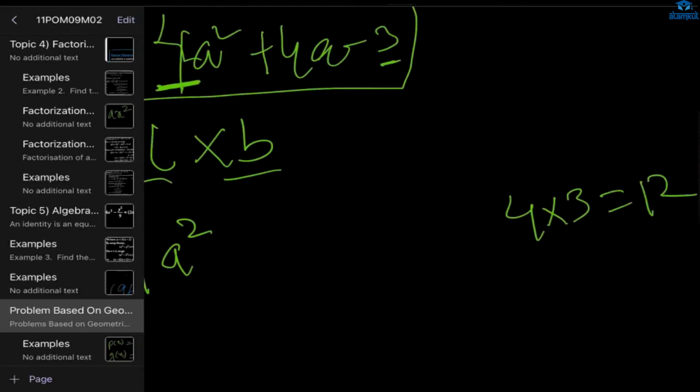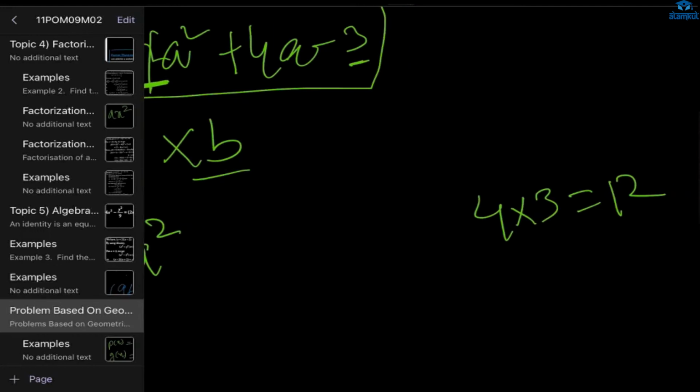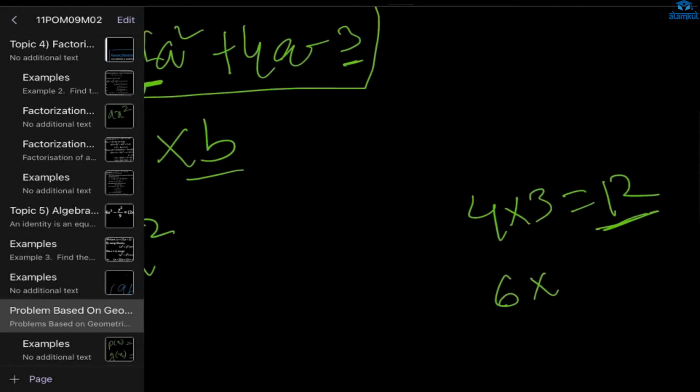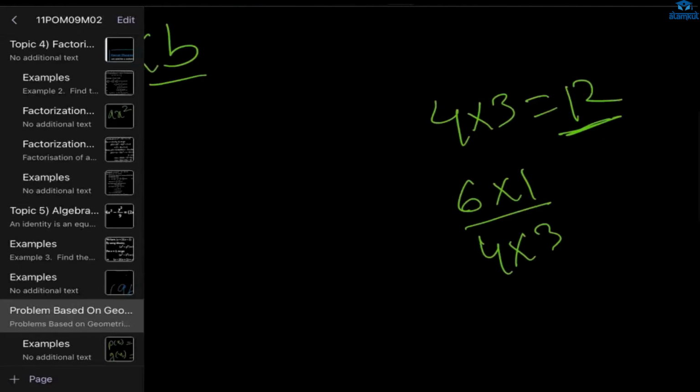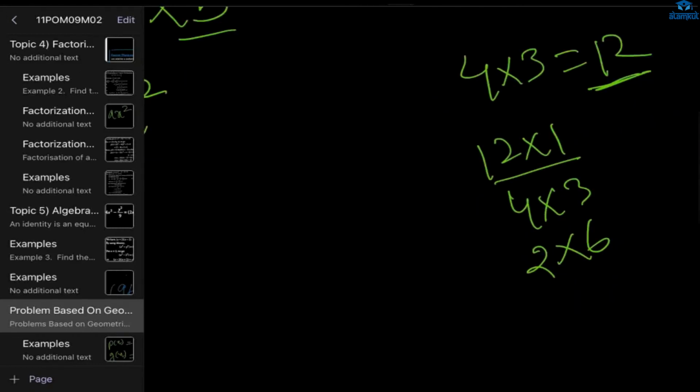I'm revising it, that's why I'm writing each and every step. 4 threes are 12. Now all the factors of 12 will be: 12 into 1, 6 into 2, 4 into 3. 6 into 2 is also written. See, 6 into 2, 4 into 3, 12 into 1.